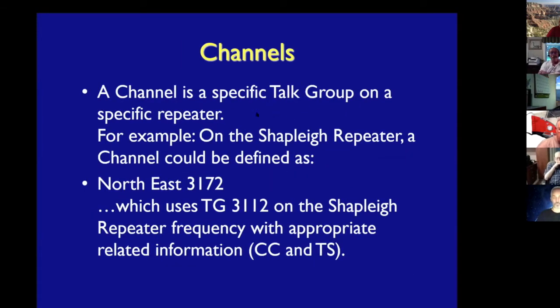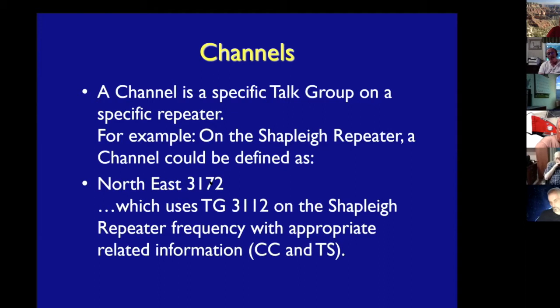Next term is a channel. A channel is a specific talk group on a specific repeater. When I set up my radio, it was set up for the Maine area DMR MARC repeater network. We'll talk about that in a little bit. And virtually every one of the Maine and a couple of New Hampshire and actually one Canada repeater was set up on that code plug, and all of the talk groups were assigned to different channels for the different repeaters.